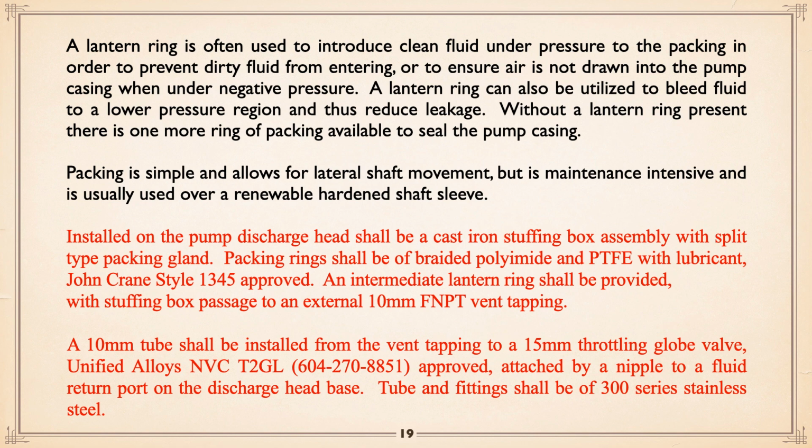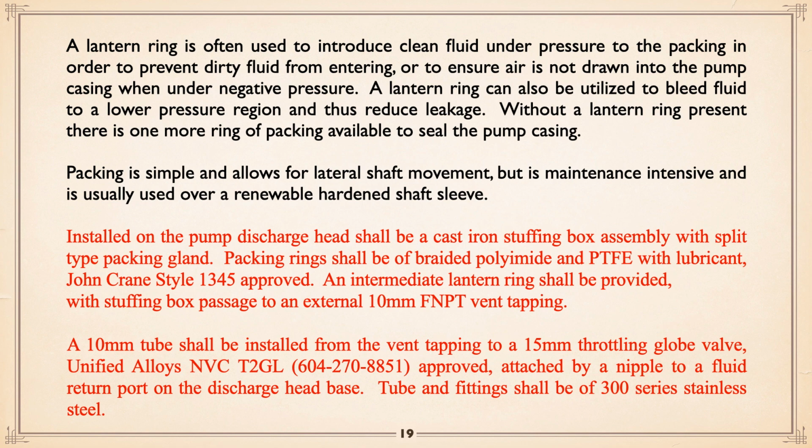And we talk about the lantern ring, as I said, can be used to introduce a clean fluid to prevent dirty fluid from entering, or ensure that air is not drawn into the pump under negative pressure by having a flush pump. One of the common things to do is simply take the discharge of the pump and tie it into the lantern ring, because then the packing is always pressurized and no air can be drawn in. It can also be used as a bleed point to reduce the pressure on the outer part of the packing. And again, you can reduce leakage quite a bit.